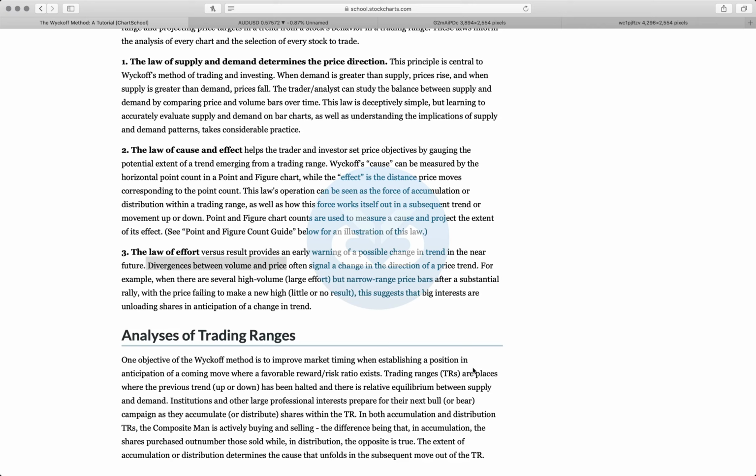And what you've got to understand in the law of effort is, like it says here, when there are several high volume but narrow range price bars after a substantial rally, with the price failing to make a new high, this suggests that big interests are unloading shares in anticipation of a change of trend. That shows exhaustion. That's what I've been trying to tell you guys: if you see volume not supporting price, then that creates unsustainability, which then leads to a change of trend. So that's literally what I want you to get out of this video: read up on this, understand this, interpret it, apply it.